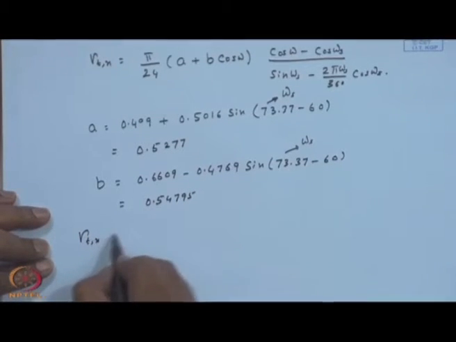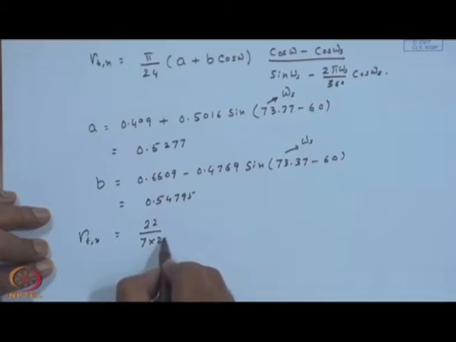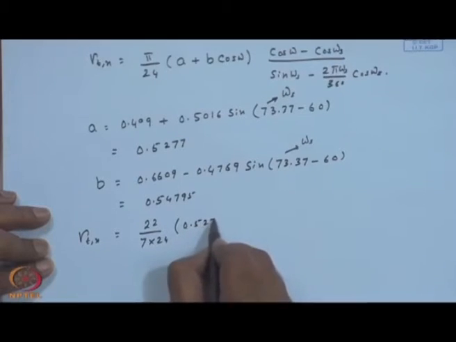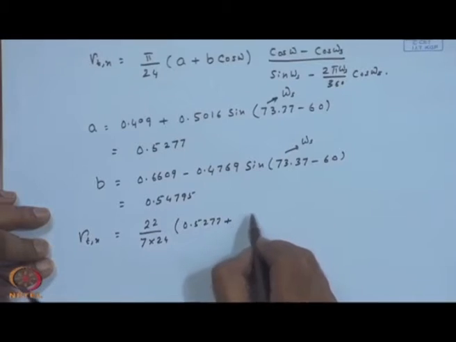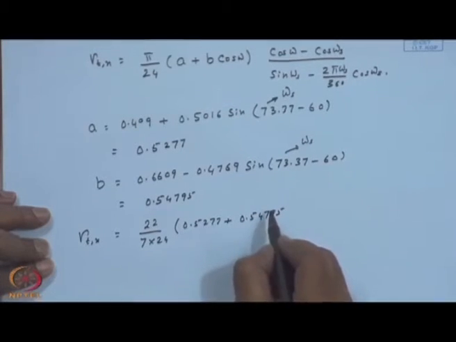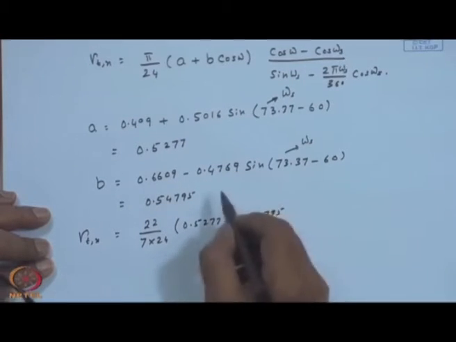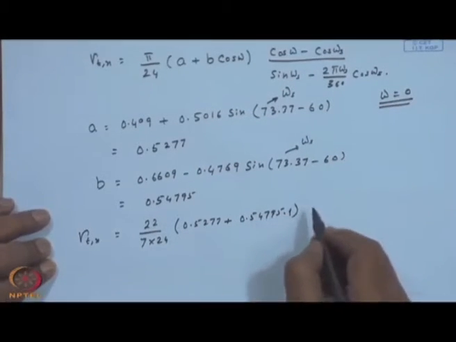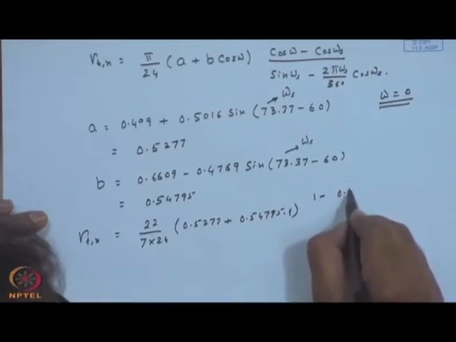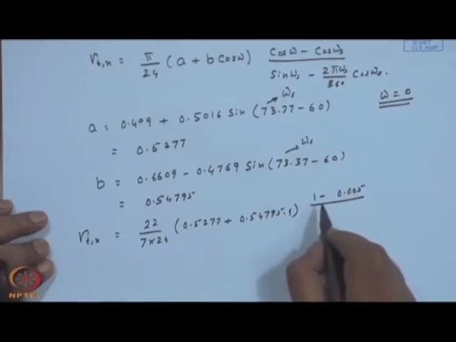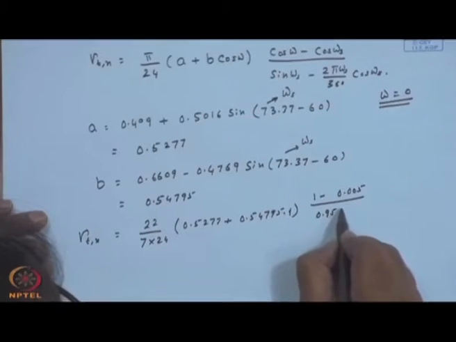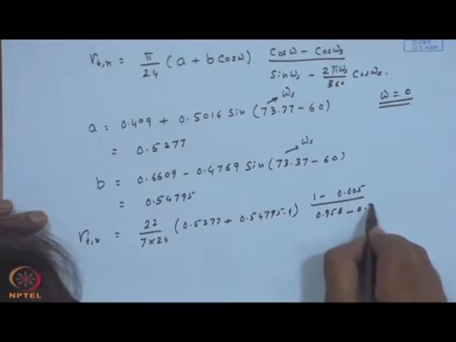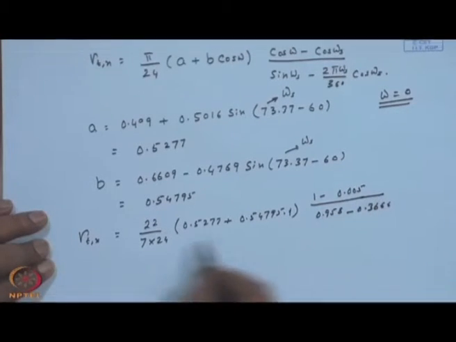So, you have got RTN is 22 by 7 into 24 times 0.5277 plus B is 0.54795 into cos omega. Omega is 0 because it is the noon time, so cos omega is 1, times again 1 minus 0.005. Omega s is 73, pretty large, cos omega s is close to 0.958, sin omega s is close to 1 minus 0.366. So, this will turn out to be 0.236.